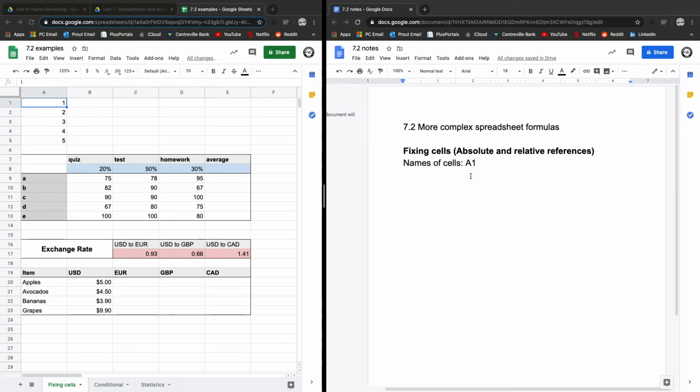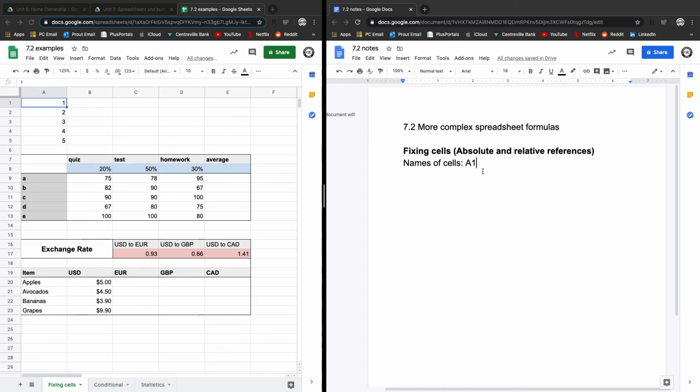So in 7.2, we're starting to talk about some more complicated spreadsheet formulas, expanding our vocabulary of the things we can do in a spreadsheet, right? This software, this program that we have at our fingertips with this spreadsheet, is much more dynamic than just adding and subtracting and averaging things. So the first thing we're going to talk about is fixing cells and referring to cells.